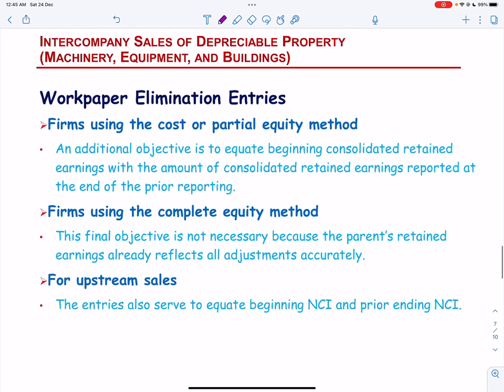For firms using the cost or partial equity method, an additional objective is to equate beginning consolidated retained earnings with the amount of consolidated retained earnings reported at the end of the prior reporting period. Regarding firms using the complete equity method, this final objective is not necessary because the parent's retained earnings already reflects all adjustments accurately. The entries also serve to equate beginning non-controlling interest and prior ending non-controlling interest for upstream sales.